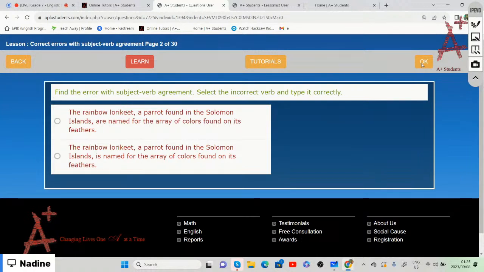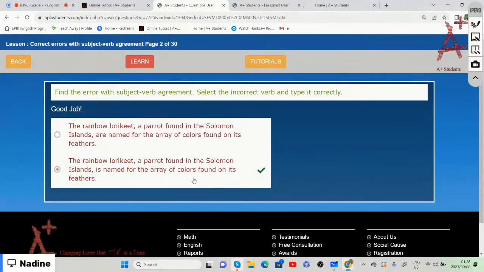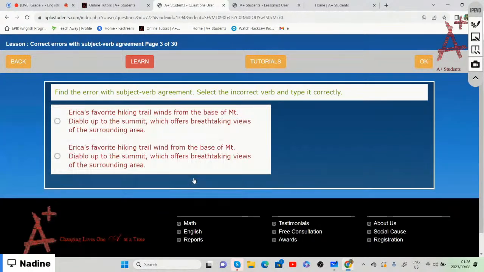The rainbow lorikeet, a parrot found in the Solomon Islands, are named for the array of colors found on its feathers, or the rainbow lorikeet, a parrot found in the Solomon Islands, is named for the array of colors found on its feathers. So basically, they found a parrot, right, in the Solomon Islands. So if they found just one parrot, then we can say it is named. "Is" refers to one, "is named." "Are" means that we have found more than one.